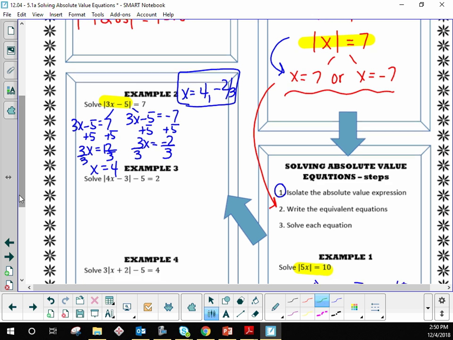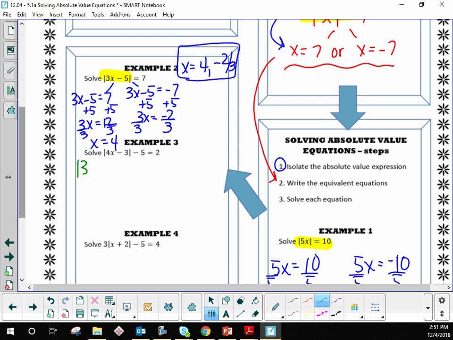If I were to plug 4 in to x and check it out, I would have 3 times 4 minus 5. In absolute values, when you're doing order of operations, they're kind of like parentheses. So you work inside there first. So I would do 12 minus 5, which is 7. And what is the absolute value of 7? 7. So is that true? Yes, so that one checks.